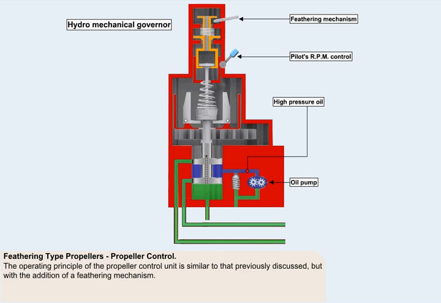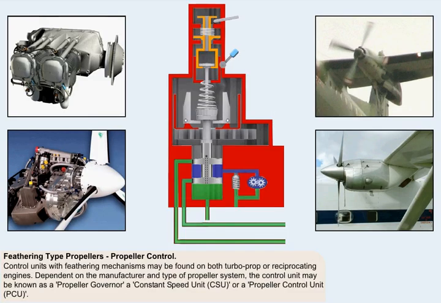The operating principle of the propeller control unit incorporated in a feathering propeller is similar to that previously discussed, in that the unit contains an oil pump to boost oil pressure delivered from the engine or reduction gearbox, and a hydromechanical governor for RPM control. There is, however, the addition of a feathering mechanism, the operation of which will be discussed progressively throughout the lesson. Control units with feathering mechanisms may be found on both turboprop or reciprocating aero engines.